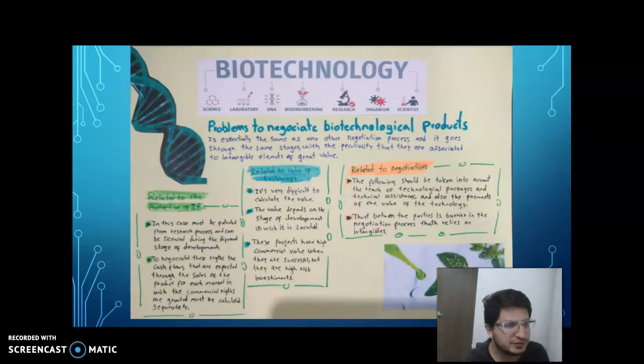The problems related to the protection of IP, in this case, must be patented from the research process and can be licensed during the different stages of development. To negotiate these rights, the cash flows that are expected through the sales of the product for each market in which the commercial rights are granted must be calculated separately.